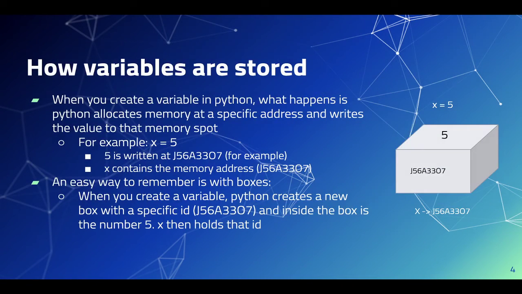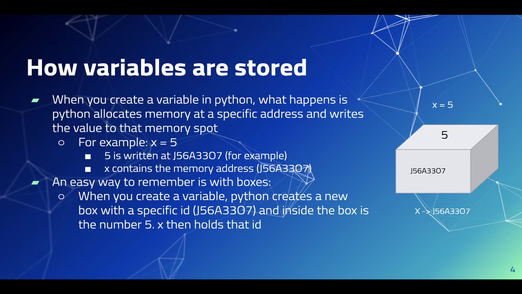Let's talk about that. When you create a variable in Python, Python actually allocates a certain amount of memory to that variable, depending on the data type and other factors. So it allocates memory at a specific address and writes that value to the memory spot. So let's say we have an address called J56833307.